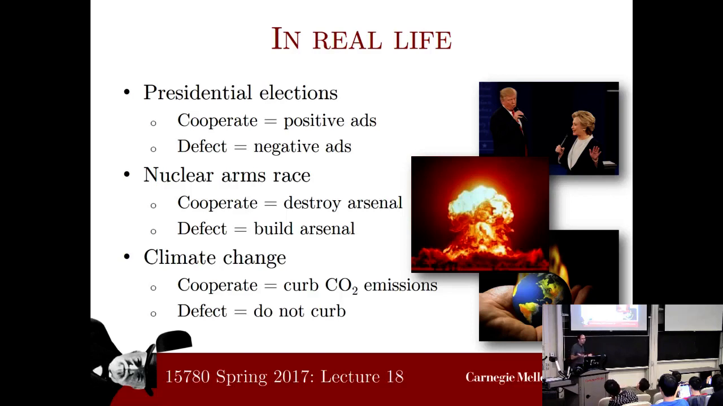Nuclear arms race, you can think about the Cold War. So the players would be the US and Russia, and cooperating is destroying your nuclear arsenal, and defecting is building your nuclear arsenal. And again, if the other player cooperates, and you're the only one with a nuclear arsenal, you're in great shape. If the other guy has a nuclear arsenal, of course, you want to have one as well. So that's how we ended up in this Cold War situation. Climate change is maybe even closer to the tragedy of the commons. The common good is clean air, the players are countries, and you can either curb CO2 emissions or not, and it's again the same kind of situation.